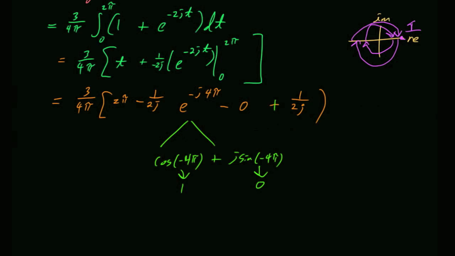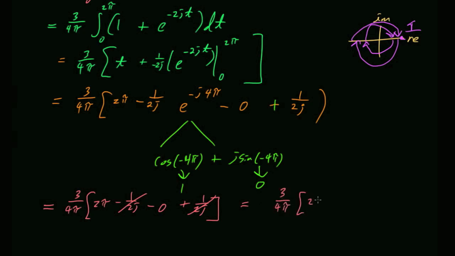So, to simplify, 3 over 4 pi times 2 pi minus 1 over 2j minus 0 plus 1 over 2j. The 2j's cancel. I'm left with a 2 pi. 2 pi and the 4 pi cancel, and I'm left with, wait for it, 3 halves, which is exactly what I knew I was going to get. But that was sort of the point of the example.